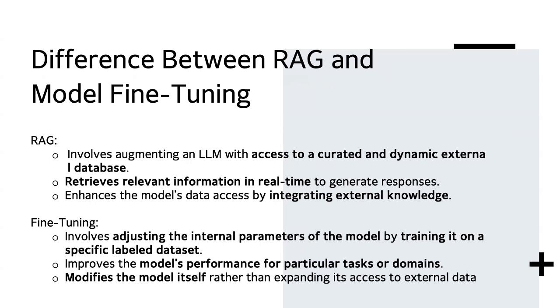So I'm gonna explain about the difference between RAG and fine-tuning. RAG involves augmenting an LLM with access to a curated and dynamic external database. So it retrieves relevant information in real time to generate responses and enhances the model's data access by integrating external knowledge. But fine-tuning involves adjusting the internal parameters of the model by training it on a specific labeled dataset, improves the model's performance for particular tasks or domains, and modifies the model itself rather than expanding its access to external data.